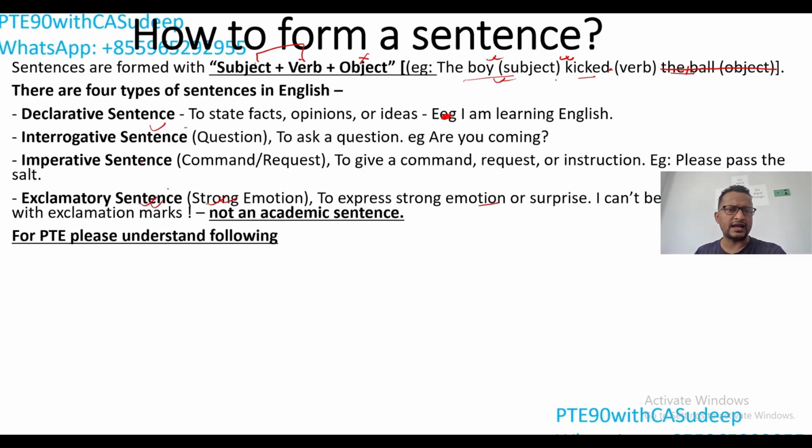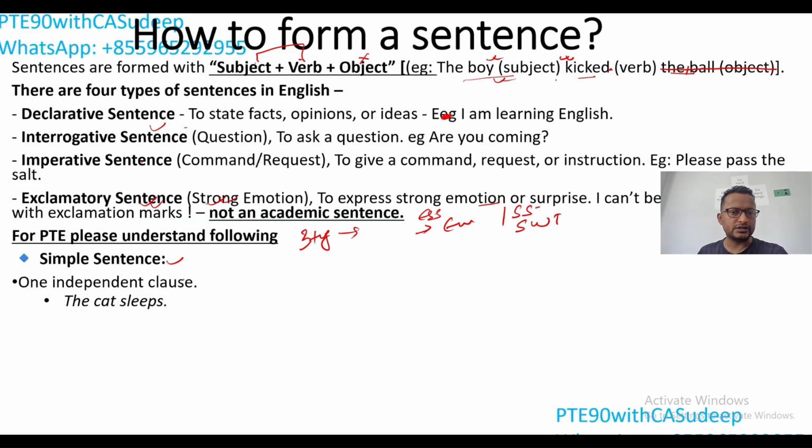The only thing is that in PTE you need to understand only 3 types of sentences, because you need to use them when you are writing an essay, an email, summarized spoken text, and summarized written text. So what are these? In the English language, there are 3 types of sentences: simple sentence, compound sentence, and complex sentence. So what is a simple sentence? A simple sentence is one independent clause which talks about only one idea.